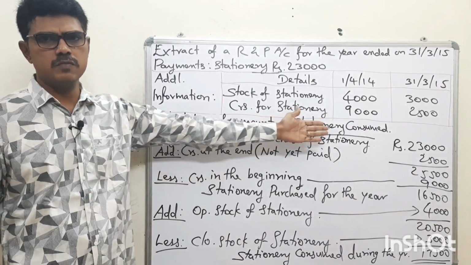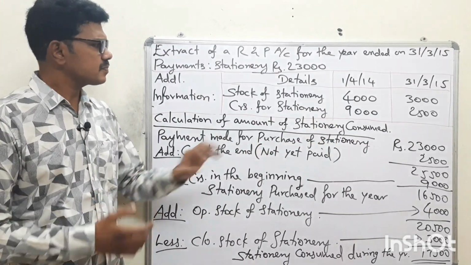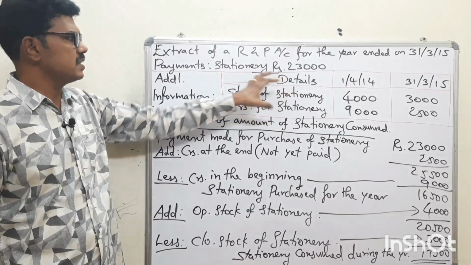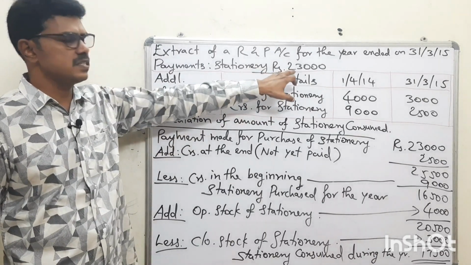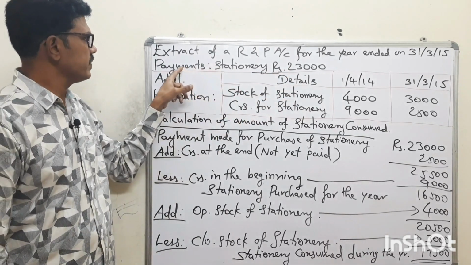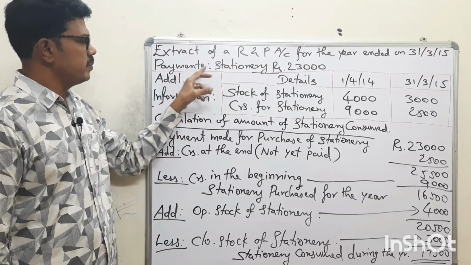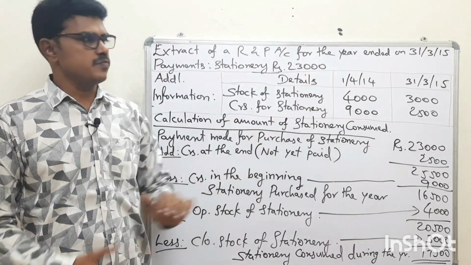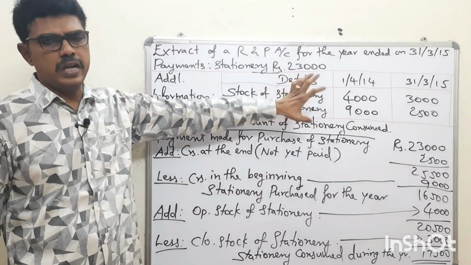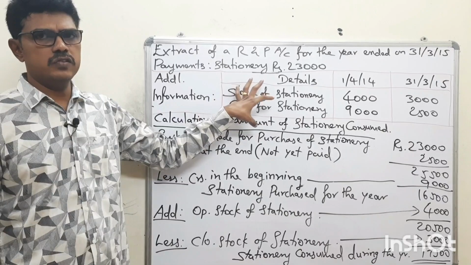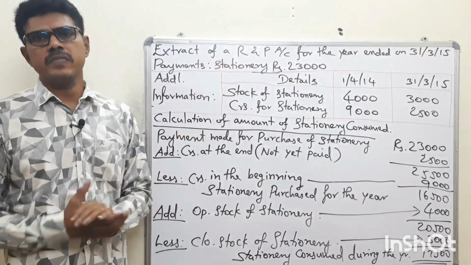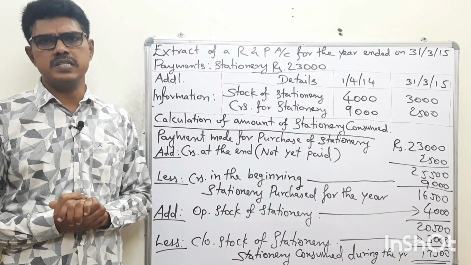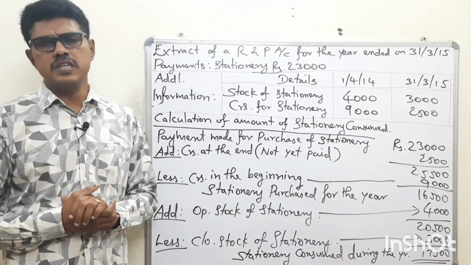Stationery consumed means used during the year. In the absence of these particulars, we can consider that the payment for stationery is the actual purchase and consumption. But as they have given these values, we cannot consider that this is the actual purchase. We need to calculate the amount of purchase and the value of consumption made during the year.